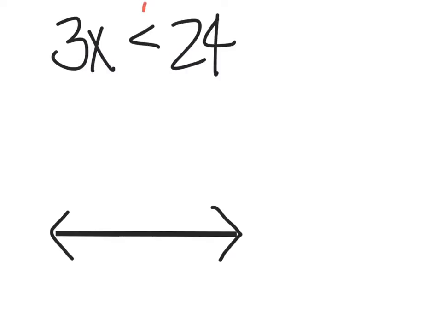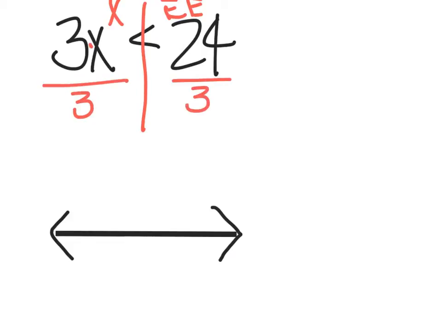So we have 3x is less than 24, and we want to solve this for x, which means we want x's on one side and everything else on the other. So remember, if a number is in front of a letter, they are multiplied. So to get rid of something that's multiplied, we do the opposite of that, which is to divide. So our 3's are going to cancel, and x is less than 8.